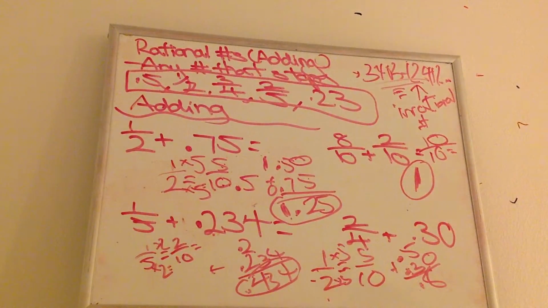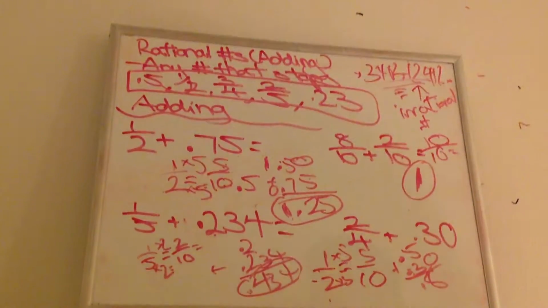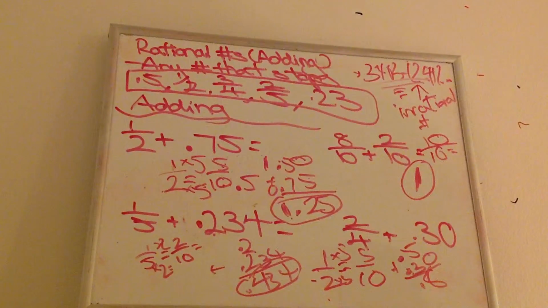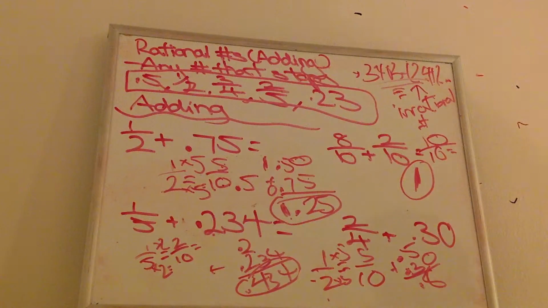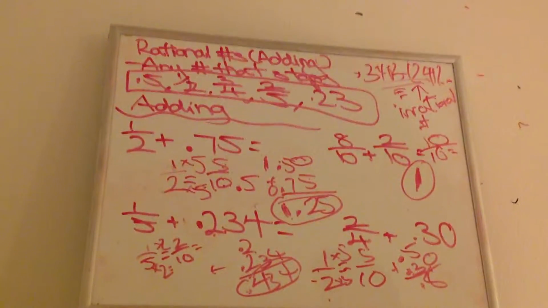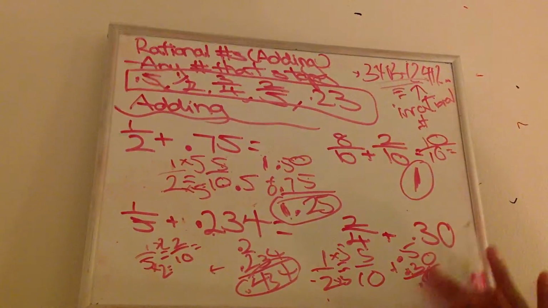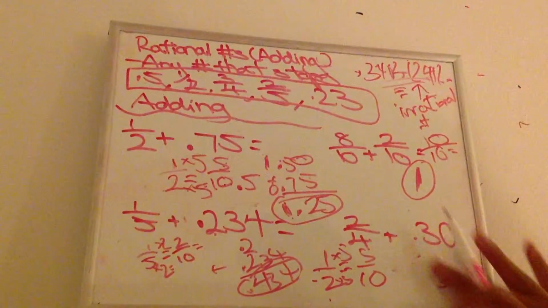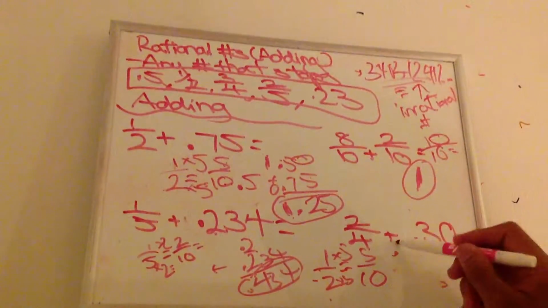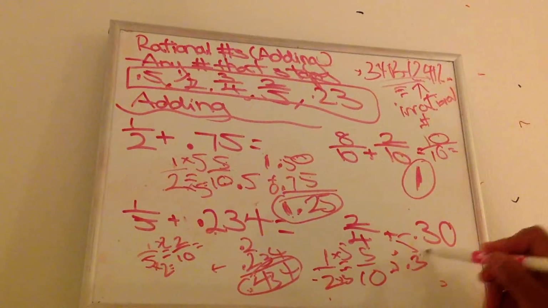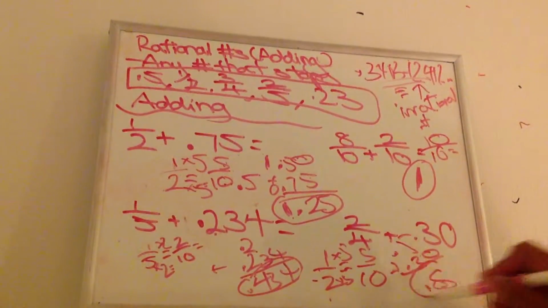So 2/4 plus 0.30 is, sorry, this is really messy. Let me do this again. 0.5 plus 0.30 will be 0.8. Thank you.